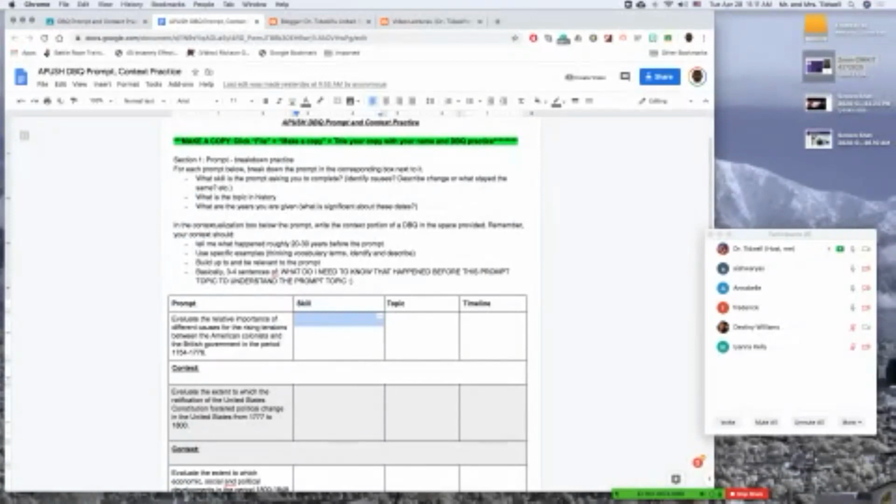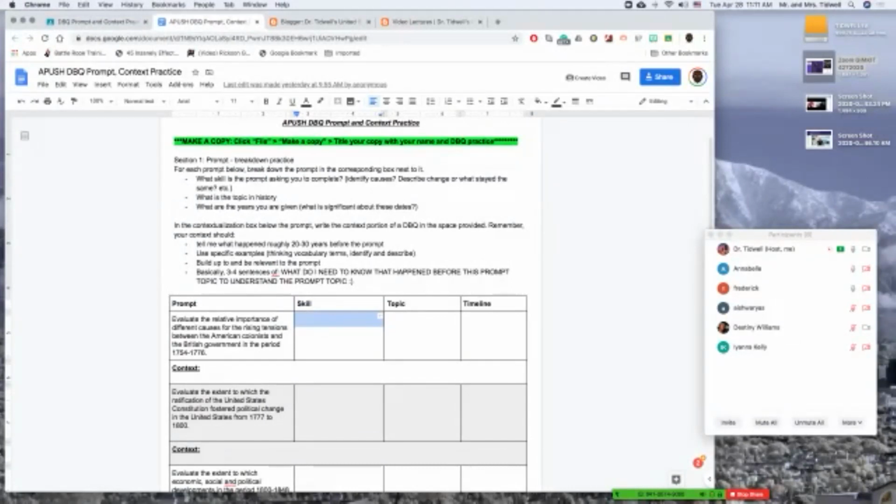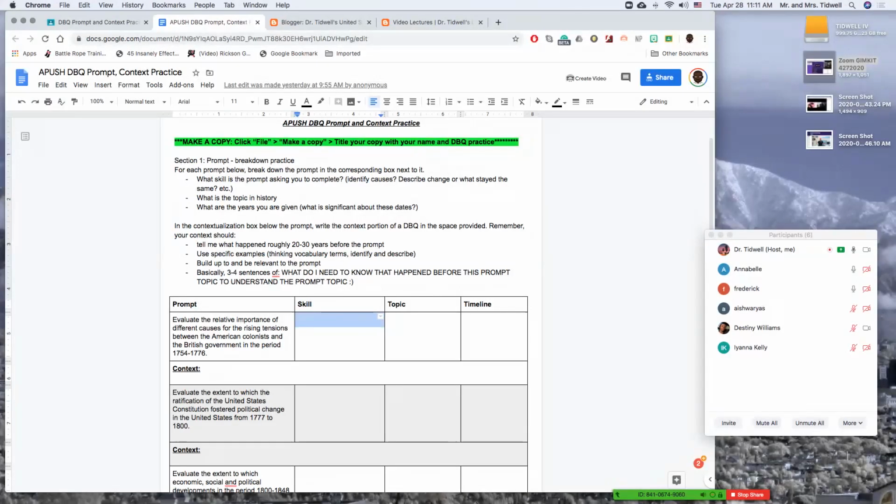Context. Well, that's kind of, you're doing contextualization, yes, right. So basically, let me go back here. The skills are your historical thinking skills. This is why you guys got to know these. So contextualization is right. Causation is right. You're doing a comparison, but there's something else you're doing here too. So again, evaluate the relative importance of different causes for the rising tensions between the American colonists and the British government in the period of 1754-1776. There's one more you guys got here. What is that, y'all?